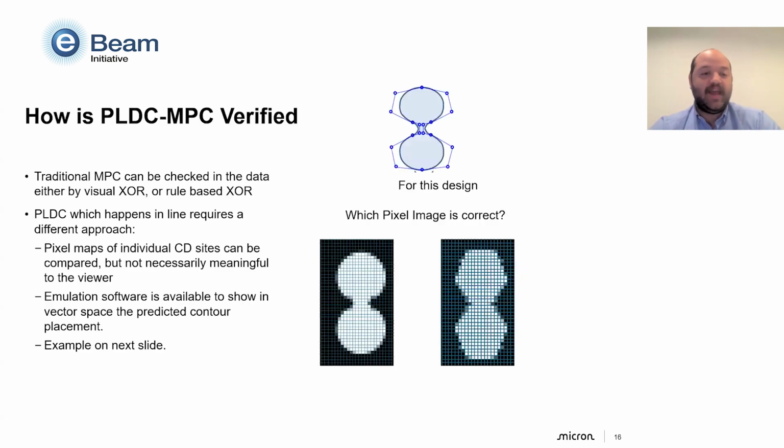How is PLDC-MPC verified? Traditional MPC can be checked in the data either by visual XOR or a rule-based XOR. PLDC, which happens inline, requires a different approach. Pixel maps of individual CD sites can be compared, but it's not necessarily meaningful for the viewer. I'd like to ask, for these two pixel images, would you know which was correct simply by looking at the pixel map based on the design above? Emulation software is available to show in vector space the predicted contour placement. We'll go through an example video on the next slide.